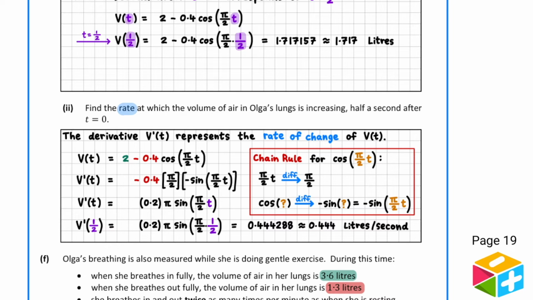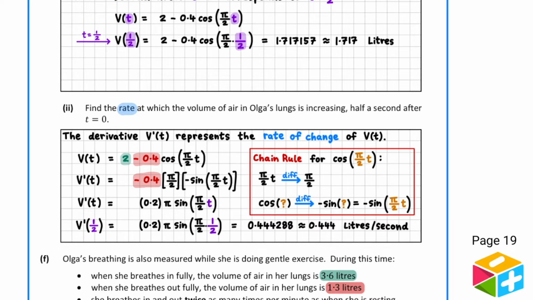Since additive constants differentiate to 0, the 2 will differentiate to 0 and simply disappear. Differentiating the minus 0.4 cosine pi over 2t is a bit more tricky. The first thing to observe is that the minus 0.4 is a multiplicative constant. This doesn't disappear, but it won't interfere either. It simply hangs on the side of our expression when we differentiate. So the main work here will be differentiating the cosine of pi over 2t.